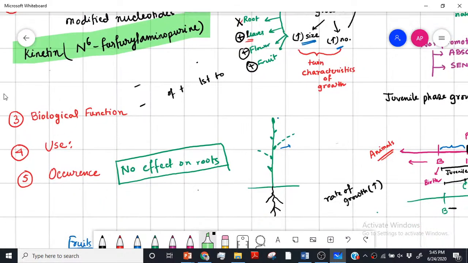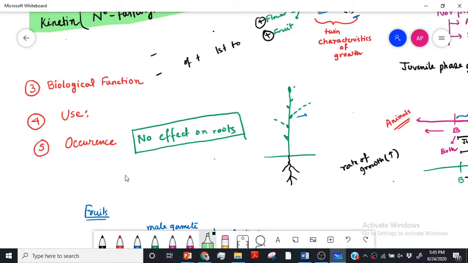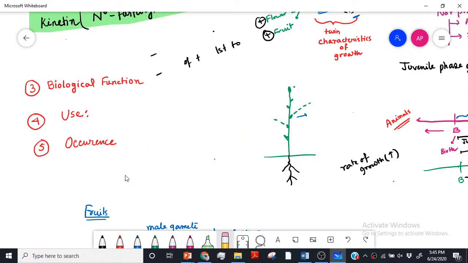Now, occurrence of cytokinin. Cytokinin occurs in three places. What are the three places of occurrence? Basically, the three places are root apex, developing shoot buds, not shoot apex. Okay, so let me write down things properly for you. Root apex. Okay, now we have shoot apex, developing shoot buds, growing fruits.